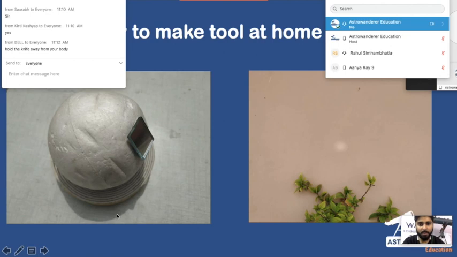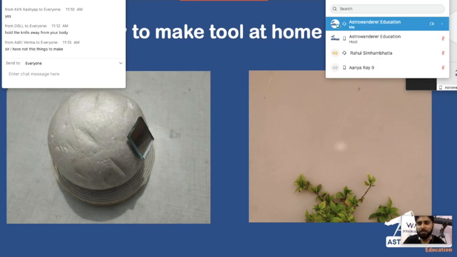Another interesting tool that you can make using household material is to take a small piece of mirror. Do not cut it from an old mirror, otherwise it's really dangerous to cut a mirror. You can get it from a mirror shop. Just ask them to cut you a small piece. They're not going to charge you much. And use a thermocol ball.